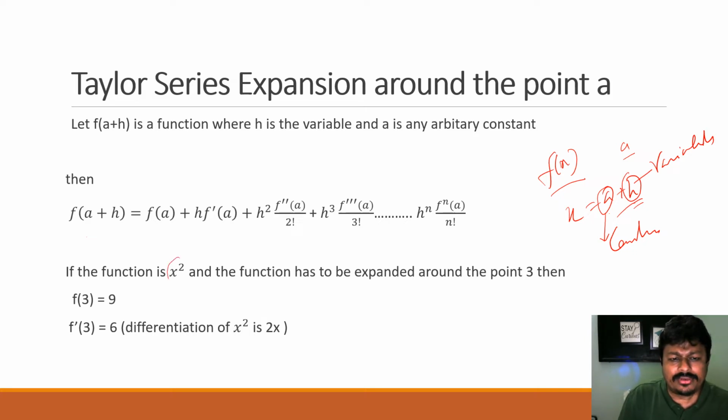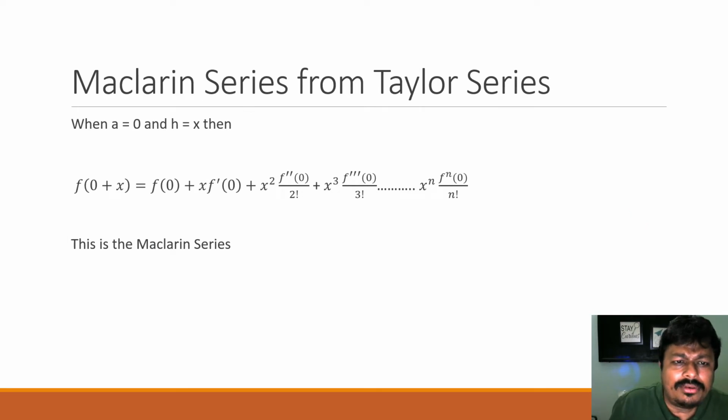Okay, and if x square is that function, and x is equal to 3, we can say f of x is 9, and f prime x, that means the derivative of f(x), is 6, because the differentiation of x square is 2x. So note down these 2 points, it will be useful later on. When a is equal to 0, then this series is termed the Maclaurin series. This is the Taylor series expansion of the function f(x) about the point 0, so this is your Maclaurin series.